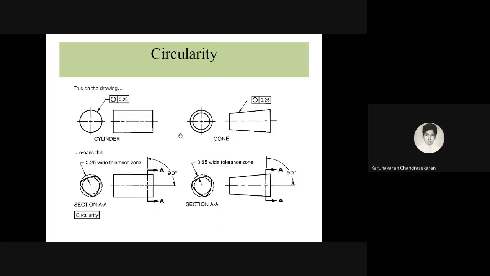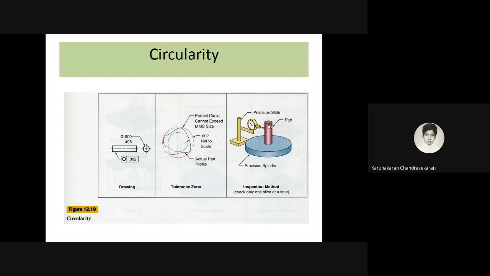Similarly, what is circularity? How do you measure circularity, and how do you mention it? You mention a simple circle with 0.025. So how do you measure? Use the same dial gauge. This is the part given with the precision setup; just rotate it and find out the variations in the circular size, and use the circularity symbol and mention the value in the drawing.